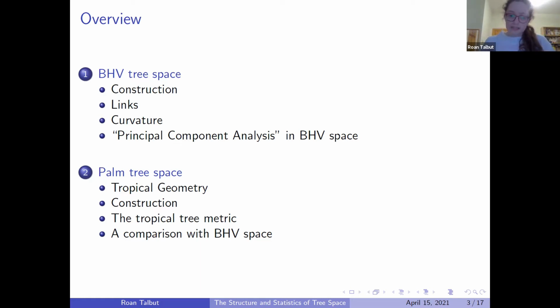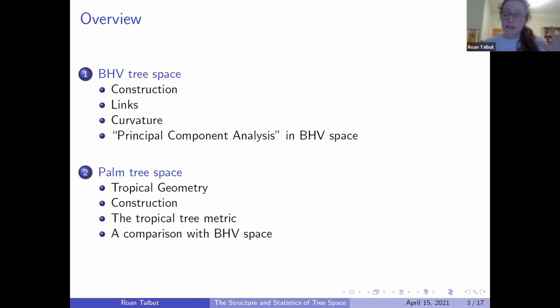So these two spaces, the first one, BHV space, is what I'm probably going to spend a bit more time on. It builds on some things that I was looking at last summer, and there's been a lot more done on this approach. So we have some sense of principal component analysis in this space. There's also been work developing a type of Hamiltonian Monte Carlo methodology with this, which is particularly useful if we're trying to do any kind of Bayesian statistics.